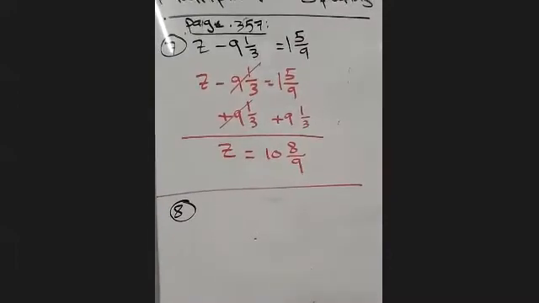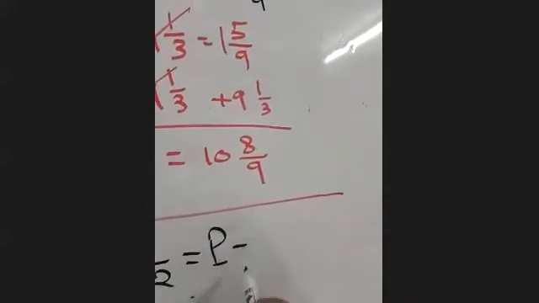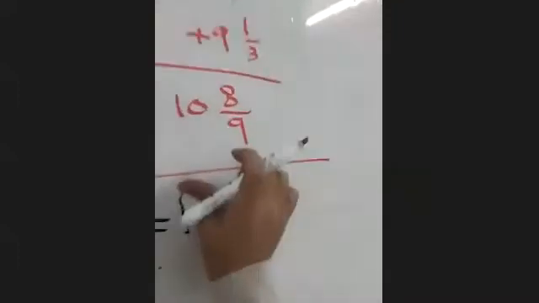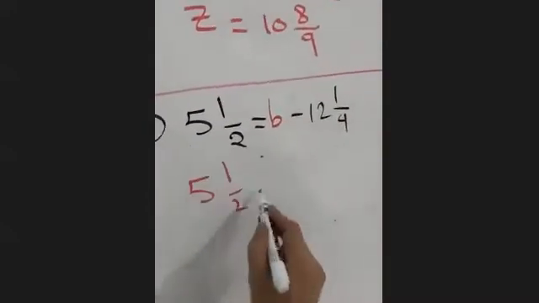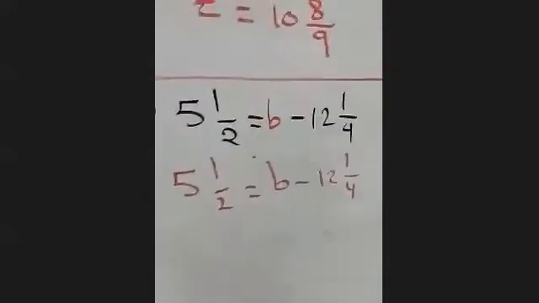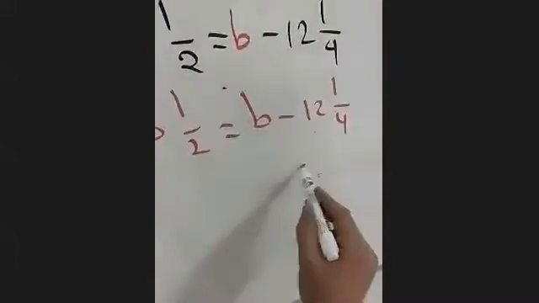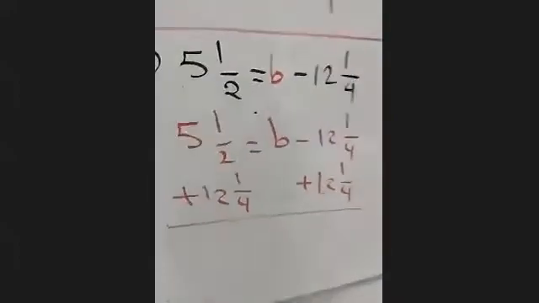5 and 1 over 2 equal b minus 12 and 1 over 4. Right. What's the first step? We will write the equation another time. B minus 12 and 1 over 4. Now, what we will do? We will add 12 and 1 over 4 to both sides. 12 and 1 over 4 plus 12 and 1 over 4, right? These are gone. Still b equal.